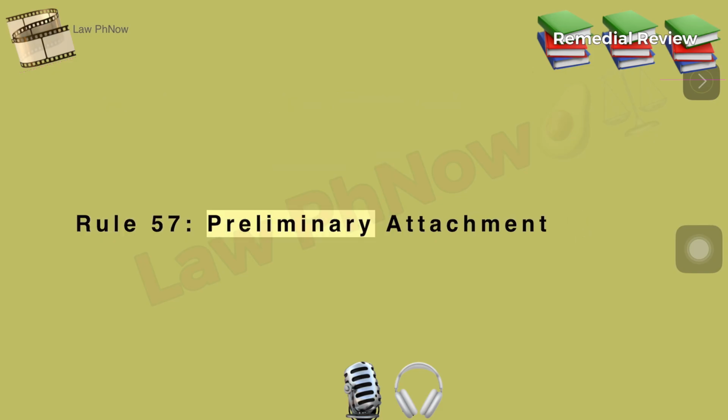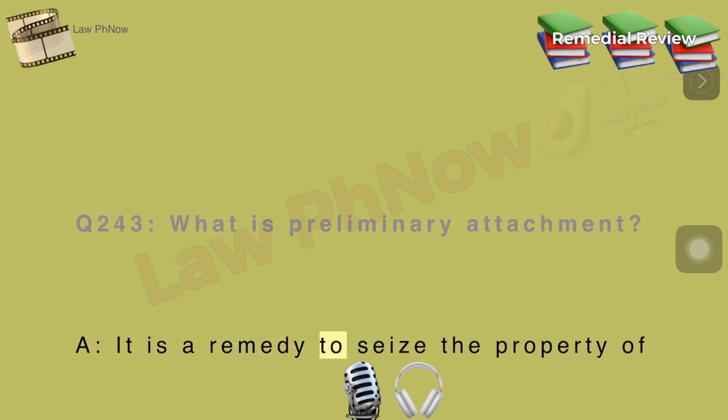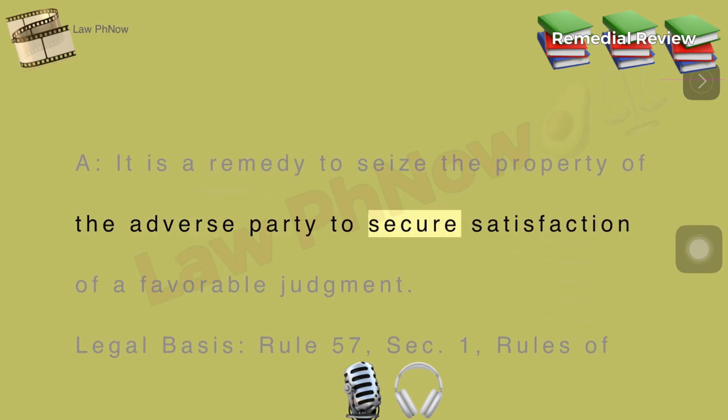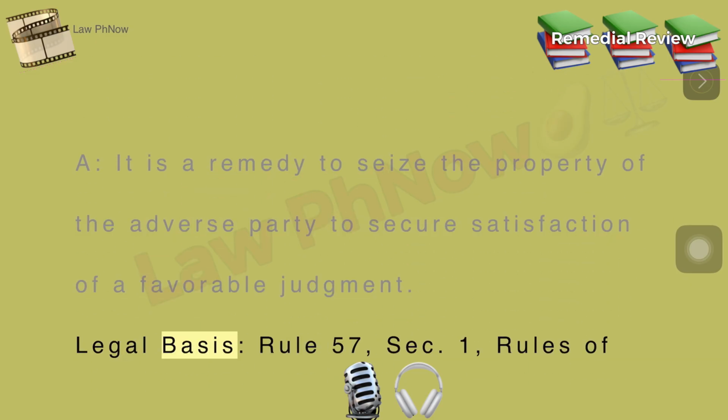Rule 57. Preliminary attachment. Q243. What is preliminary attachment? A. It is a remedy to seize the property of the adverse party to secure satisfaction of a favorable judgment. Legal basis, Rule 57, Section 1, Rules of Court.